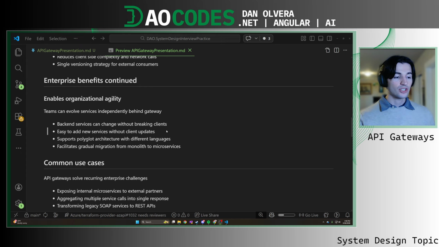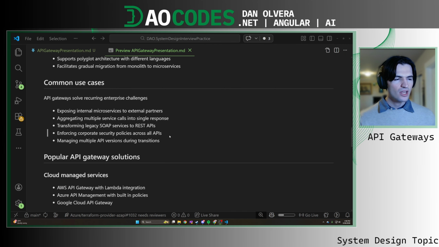It's easy to add those extra services. It's easy to rev the versions, and you just get to have that abstraction of the client just goes to the gateway and calls it a day. Some of the most common use cases for API gateways are for exposing internal microservices to external partners, aggregating multiple service calls into a single response, transforming things into REST APIs.